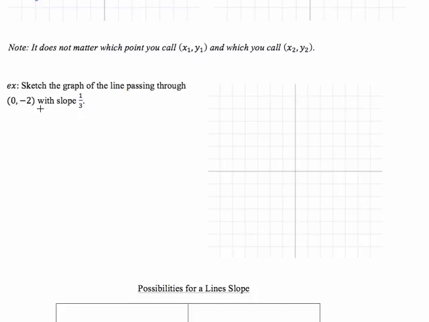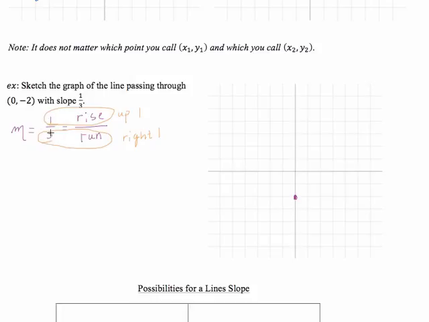Okay, let's do another one involving slope. So let's sketch the graph of the line passing through 0, -2 with a slope of 1/3. So I'm only given one point here. 0, -2 is right here. Okay, so let's look at the slope of 1/3 and how we're going to use that to find the next point. Well, remember, slope is rise over run from one point to the next. So for my rise, I'm going to go up 1, and for my run, I'm going to go right 3. Up because it's positive, and right because 3 is positive.